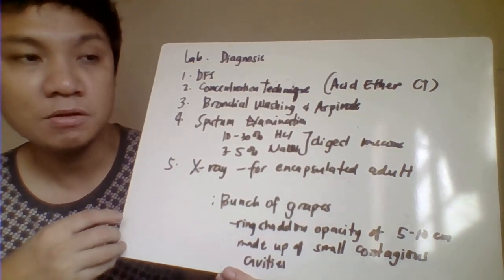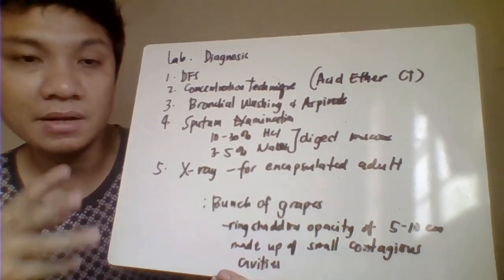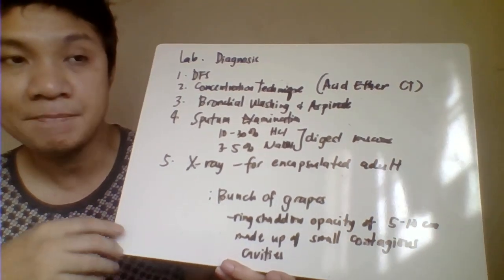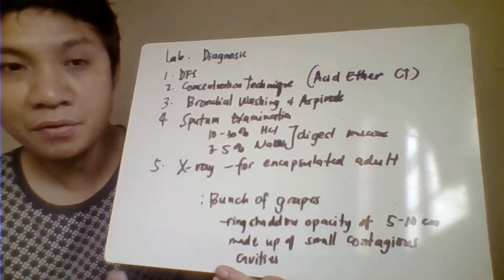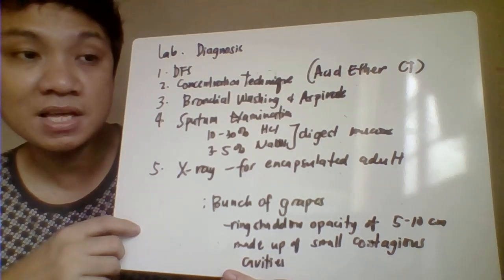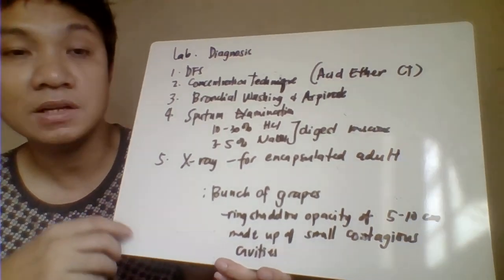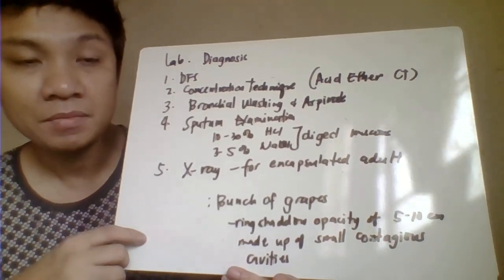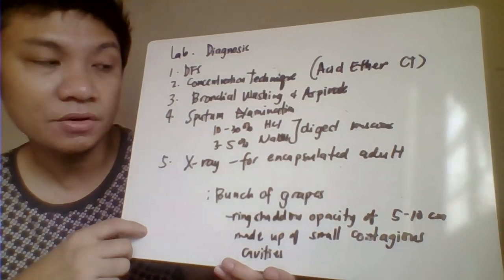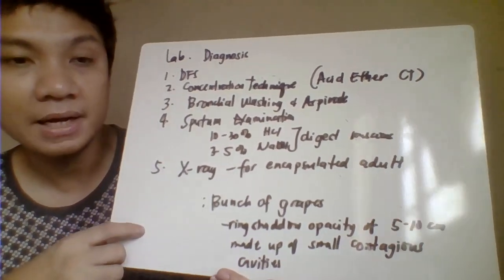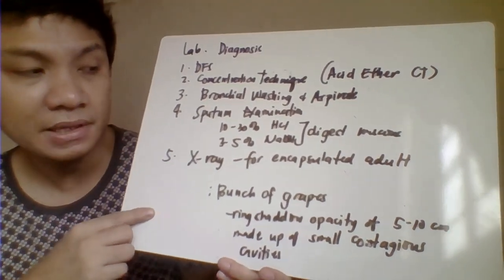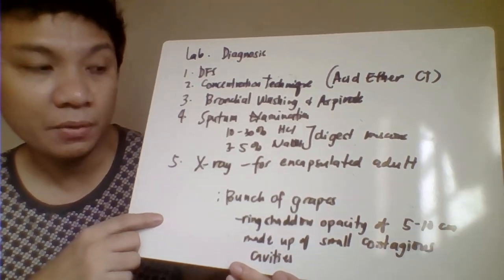For the sputum, before you examine it, you need to digest the mucus because it's highly mucoid, so it will be difficult for you to identify the parasite. So you need to digest it with mucolytic agents. You could use 10 to 30% hydrochloric acid or 3 to 5% NaOH.